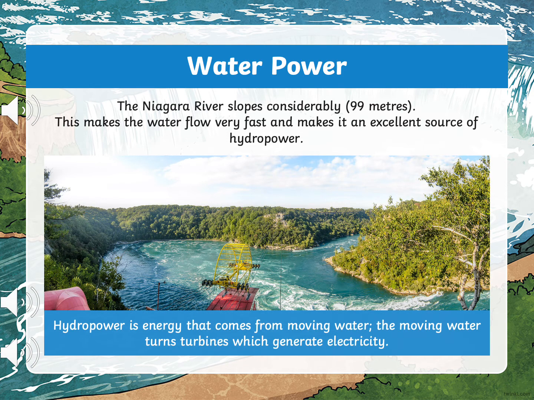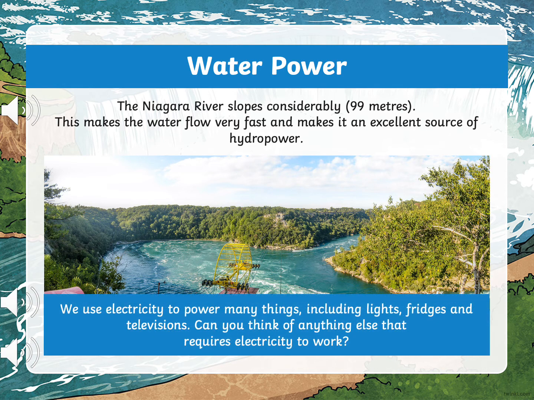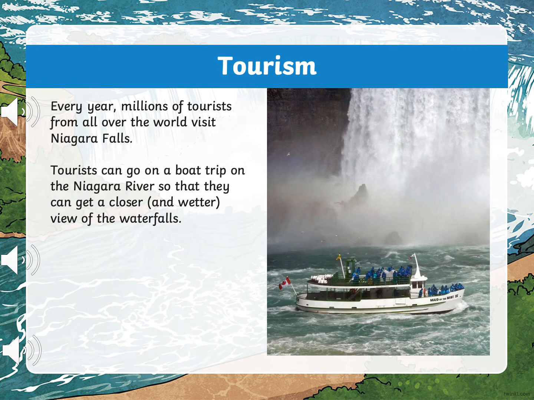Hydropower is energy that comes from moving water. The moving water turns turbines, which generate electricity. We use electricity to power many things, including lights, fridges, and televisions. Can you think of anything else that requires electricity to work?